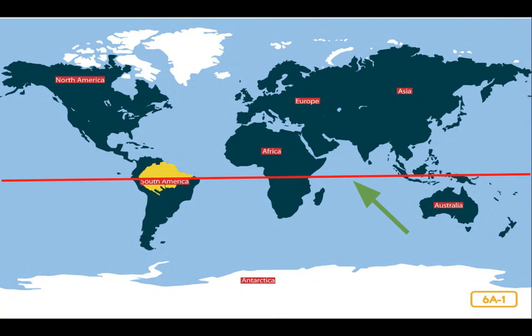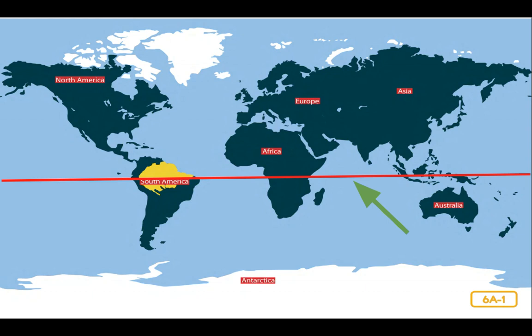Take a look at our picture of the map. What do you see? Remember that big red line that goes across the middle of our globe? That's called the equator. The land and the water near the equator stay very warm year around.